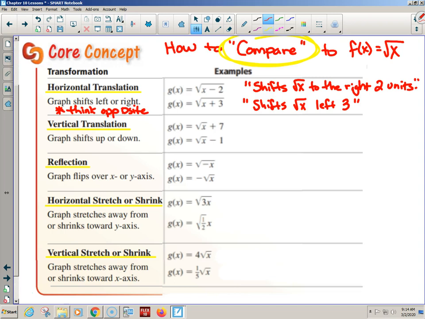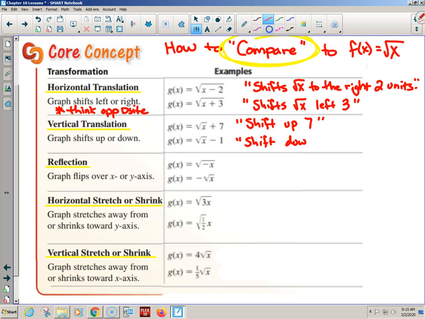You don't have to think opposite. That's only when you're on the inside. So this one, I'm still going to be shifting. But guys, if this is a vertical translation, which way am I shifting if I add 7 on the outside? Yep, I'm going up. Which way am I shifting if there's a minus 1 on the outside?